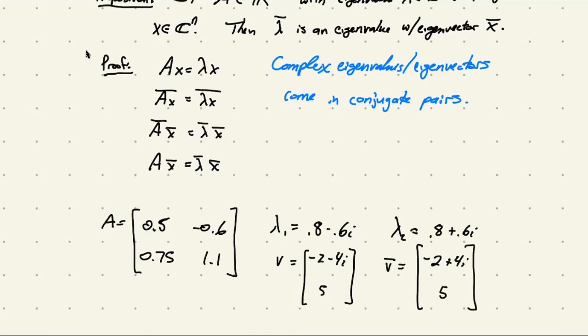That's kind of nice. If you know that you have a complex eigenvalue, and you find the basis of the eigenspace for that particular eigenvalue, you automatically have also found the eigenspace affiliated with lambda bar, the conjugate of lambda.